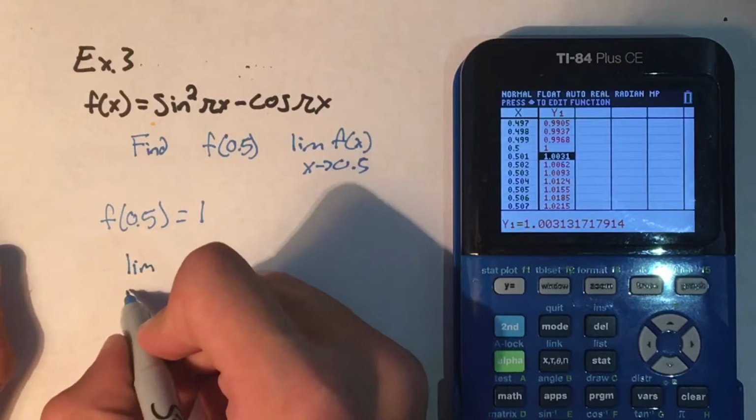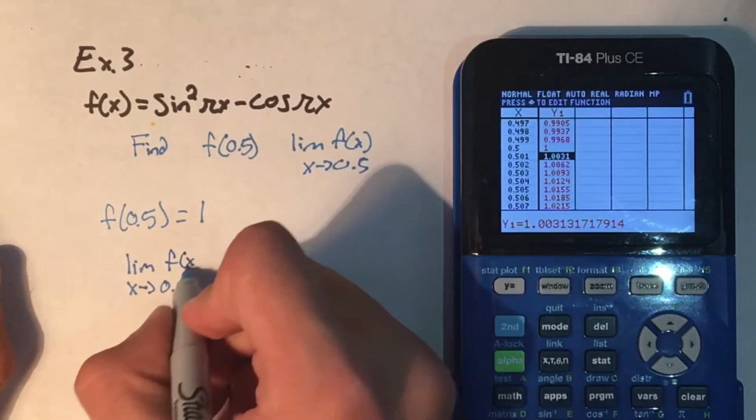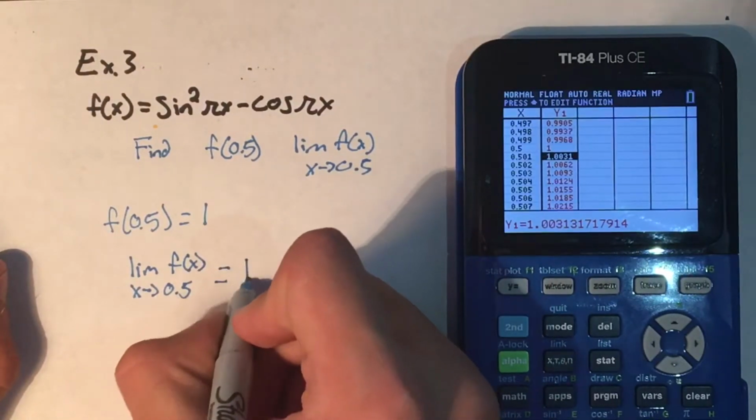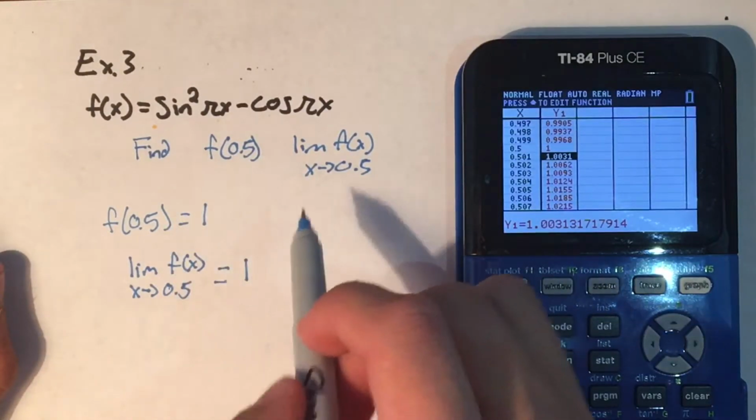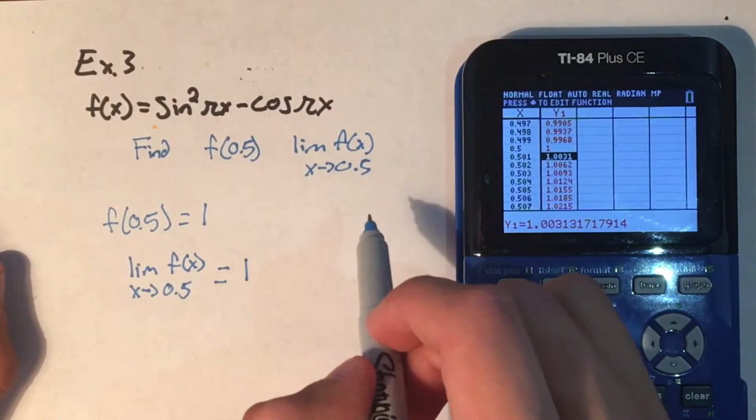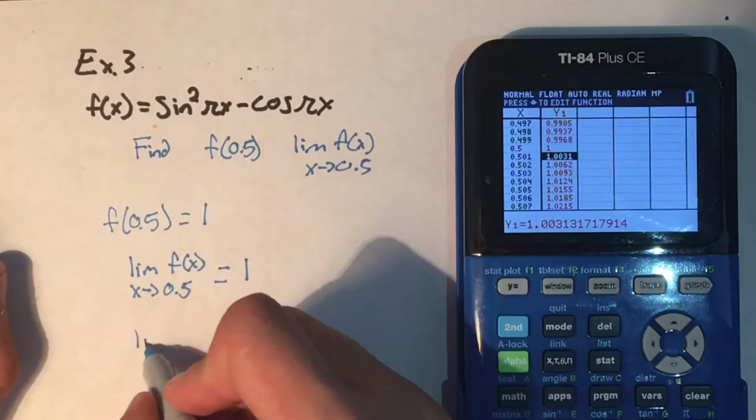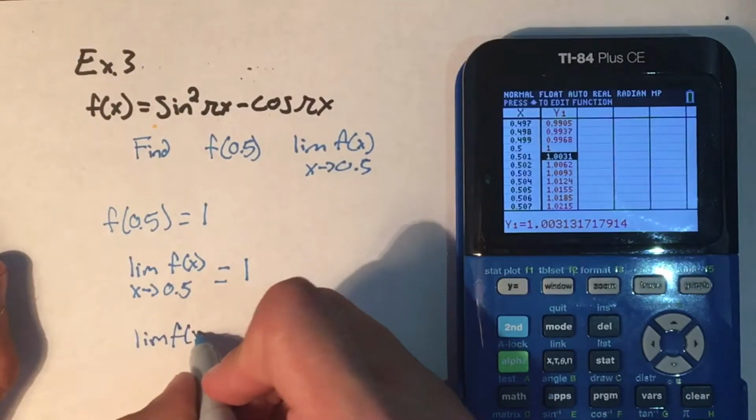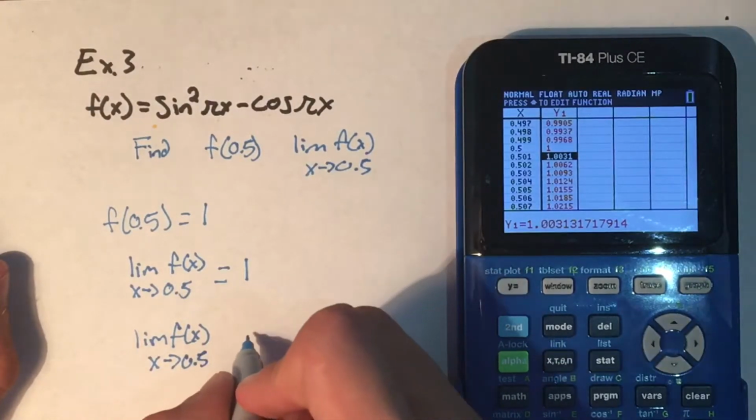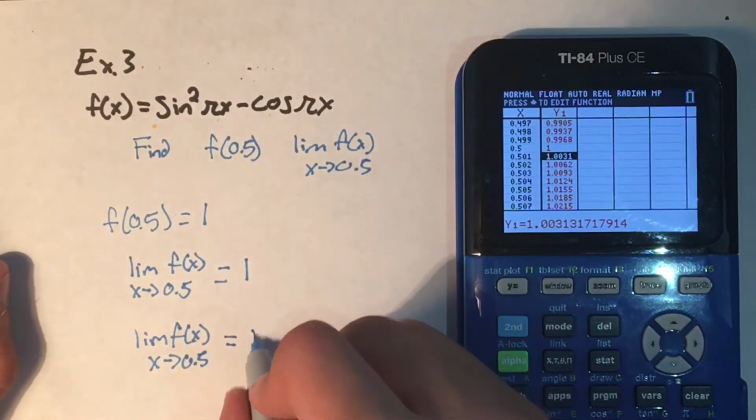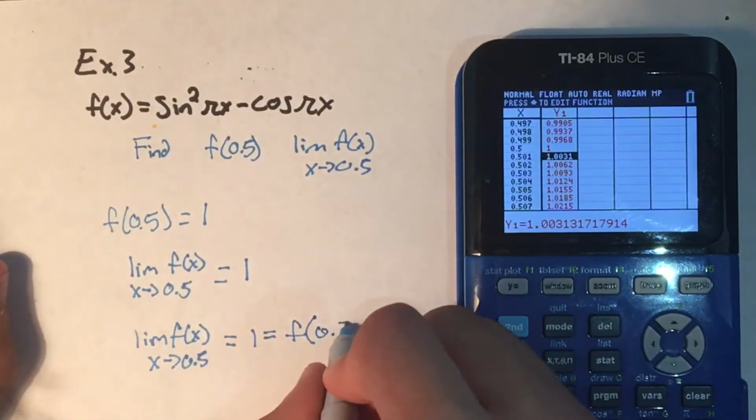The limit as x approaches 0.5 of f of x is equal to 1. Since both f of 0.5 and the limit as x approaches 0.5 of f of x are equal to 1, we can write them like this: the limit of f of x as x approaches 0.5 is equal to 1, which is equal to f of 0.5.